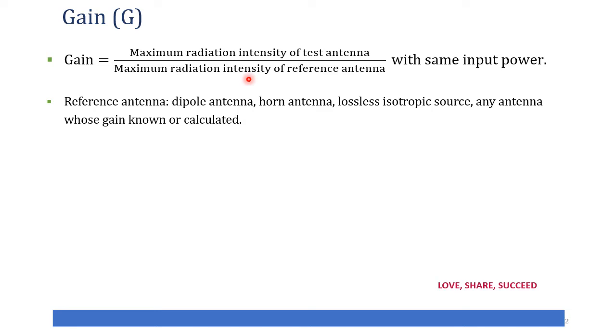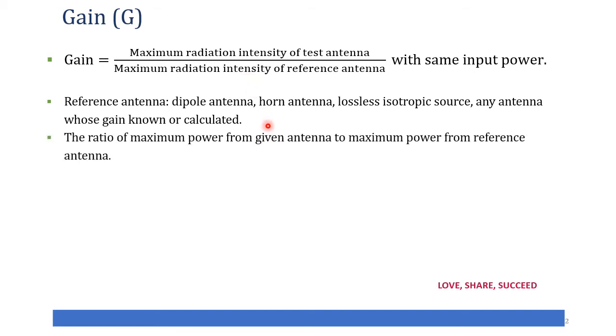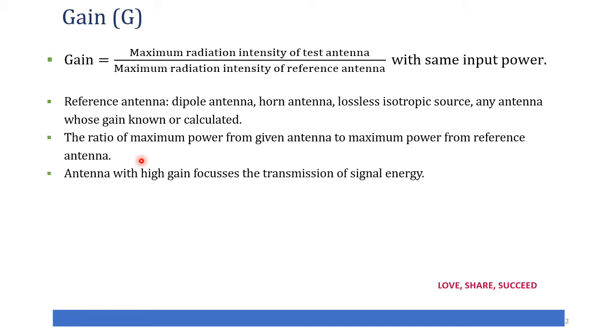Gain is a ratio of radiation intensity. Radiation intensity is power radiated per unit solid angle. So gain can also be defined in terms of radiation intensity or power. It is a ratio of the maximum power from a given antenna to the maximum power from a reference antenna. Suppose you are provided with two antennas and one antenna has a higher gain than the other. What does it mean actually?